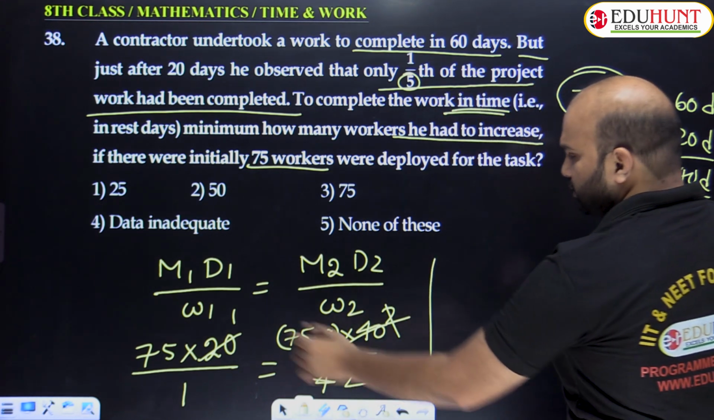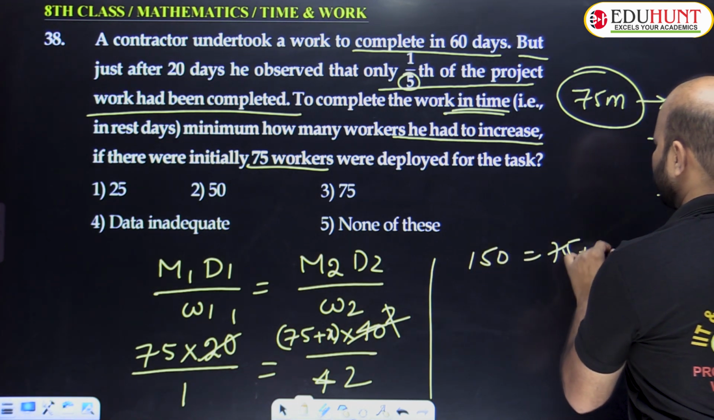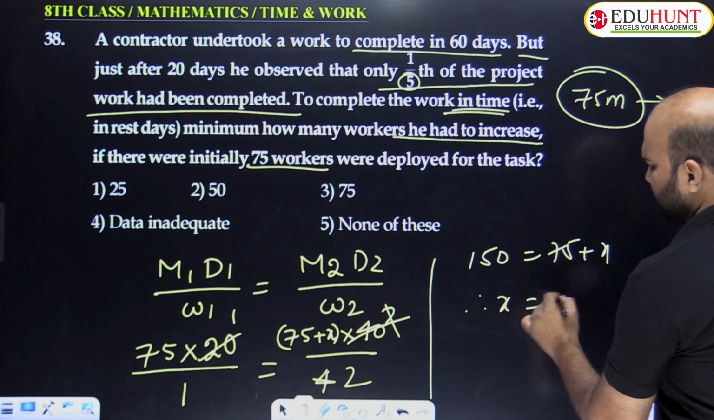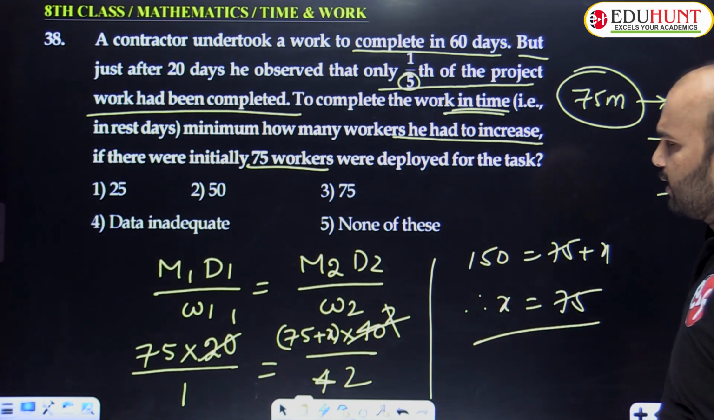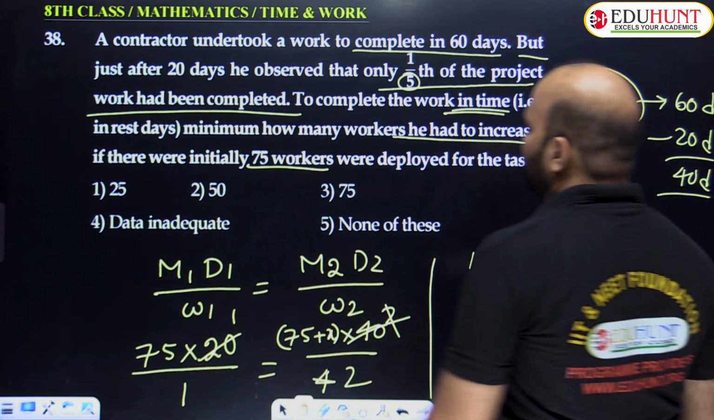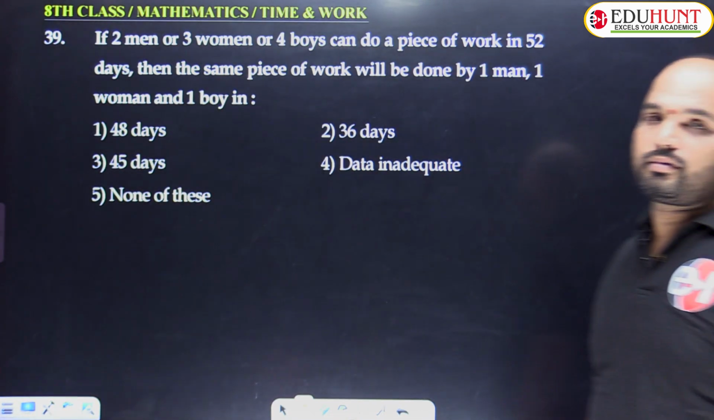According to cross multiplication, 75 into 2, 150 equals 75 plus X. Therefore X equals 150 minus 75, which is 75. So how many more workers should be added to complete the work within the time? 75. Answer 3 is the right answer. Option 3 is the right answer. Am I clear? Let's go to question number 39.